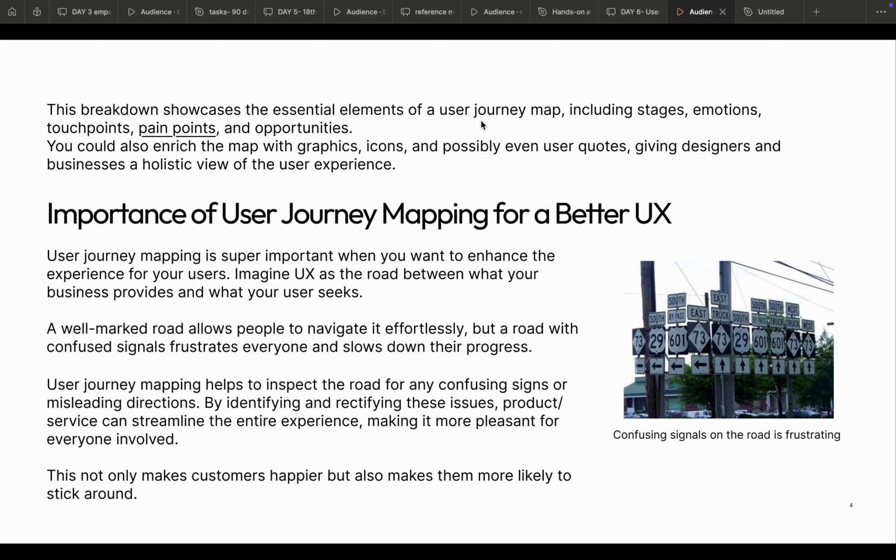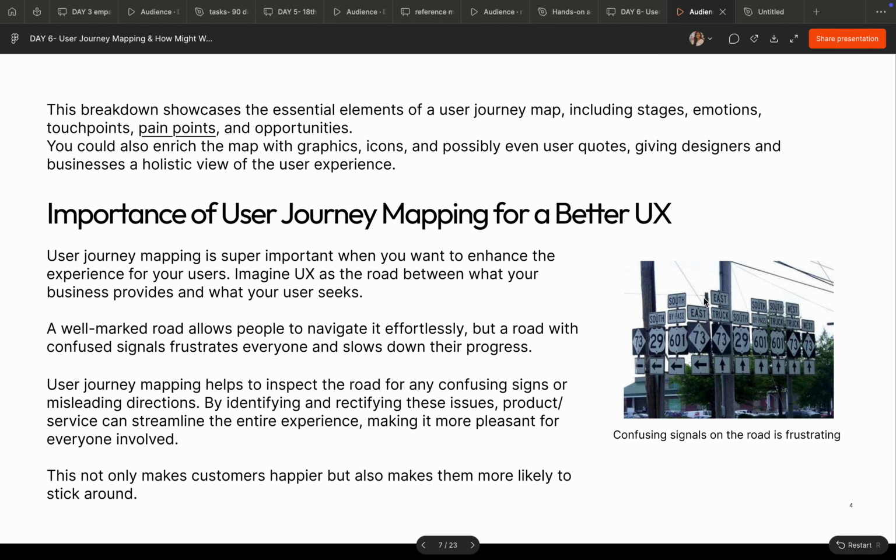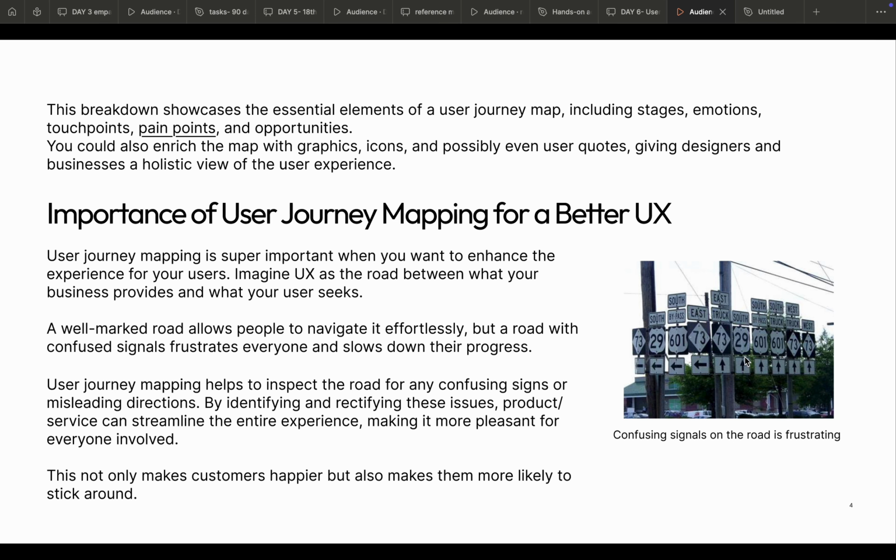So, if it's a well-marked road with directions, then it will be easy for people to navigate it effortlessly without asking other people for directions. So, it's just going to be easy for them. Look at this image where there are a lot of directions over here. This is just confusing the users, and it is going to frustrate everyone, and it is going to slow their progress. So the user journey map is going to inspect the road for confusing signs or misleading directions.